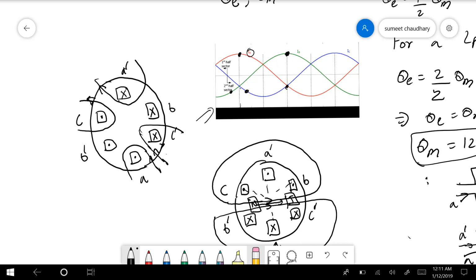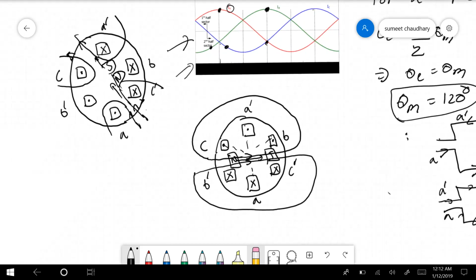So you find that you have a field which is going out in this direction, and you have a field which is coming in this direction. So you have your north pole which is up here, and this is your south pole over here. So as you can see, the resultant field vector has rotated a bit. Now if you keep going forward and investigating through this graph over here, you'll find that the resultant field vector is rotating.